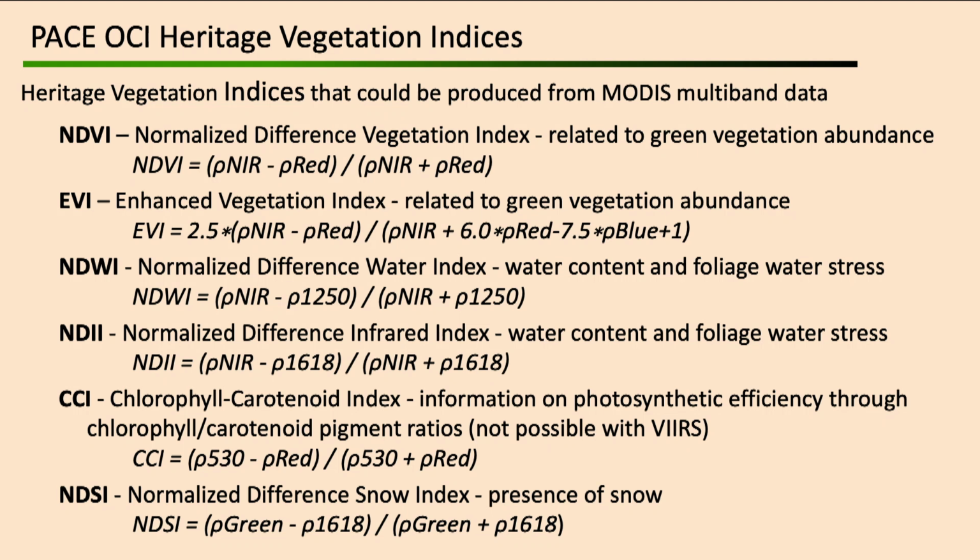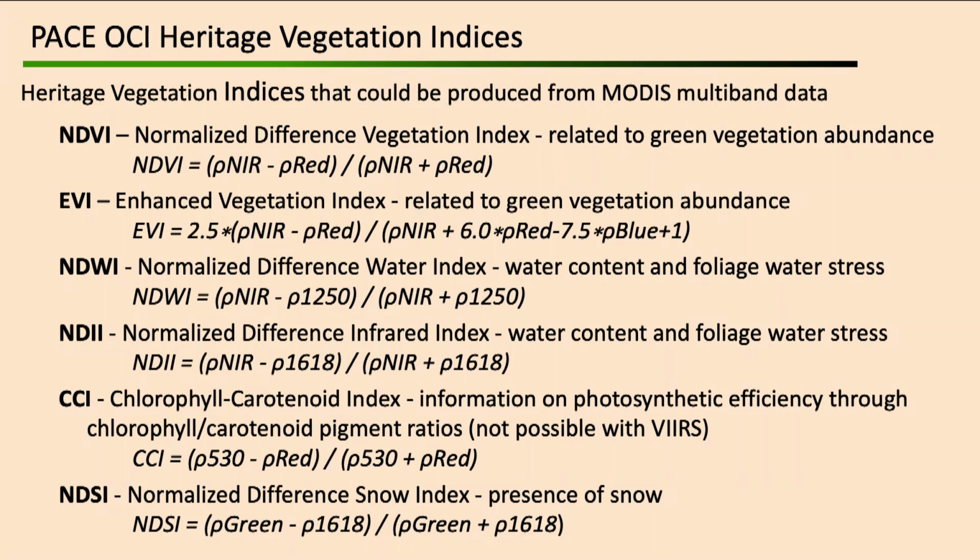There's NDWI and NDII, the normalized difference water and infrared indices. And these are really related to the water content of foliage. Again, really a bulk canopy water content measurement. The CCI, the chlorophyll carotenoid index, is related to the ratio of the chlorophyll and carotenoid pigments in the canopy.